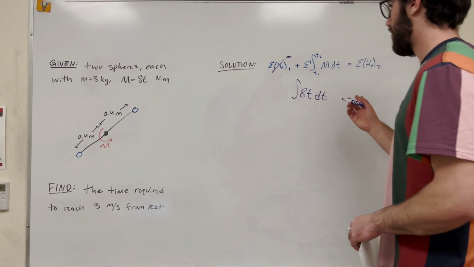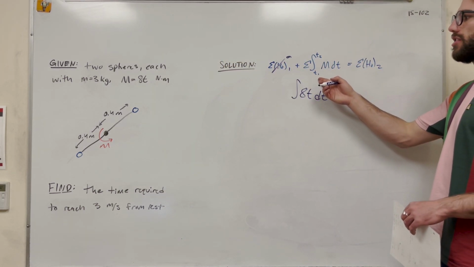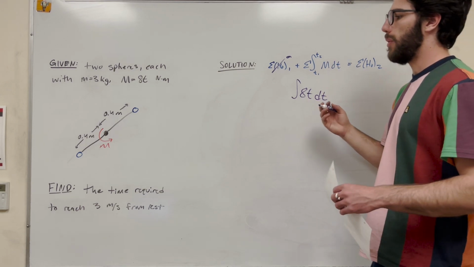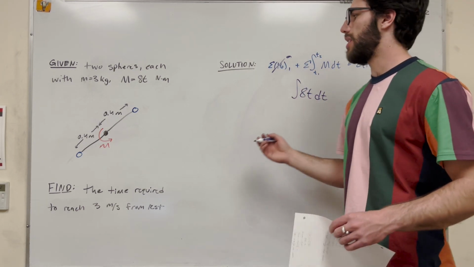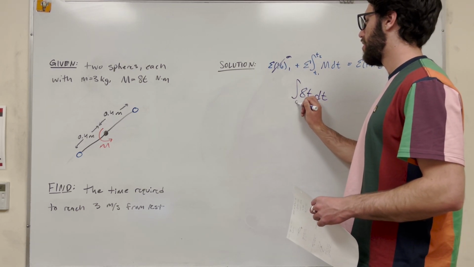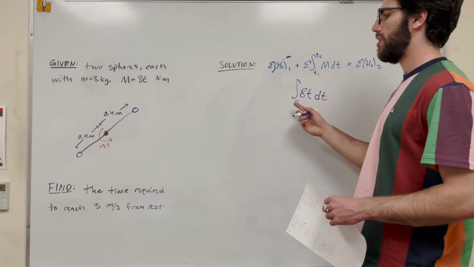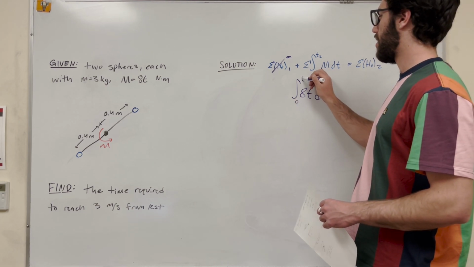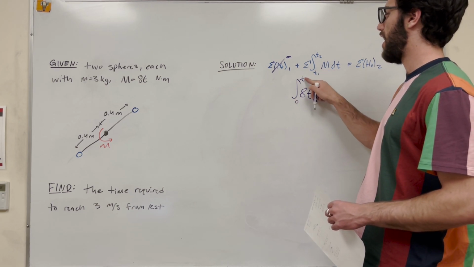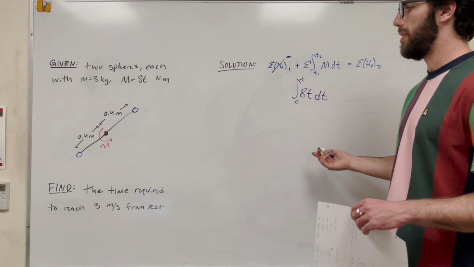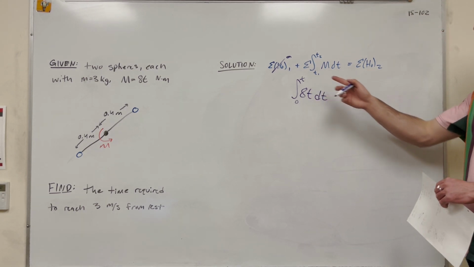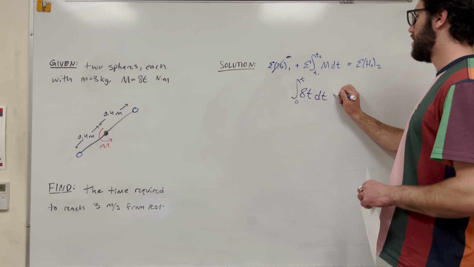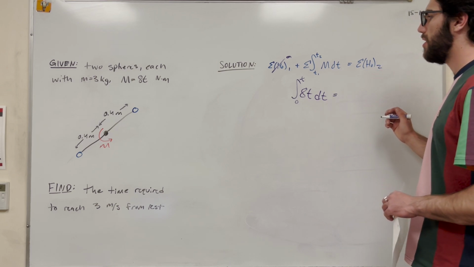And for our balance, we're supposed to integrate from when we start to when we stop. Now we don't know when we stop. That's what we're solving for. So let's say we start at 0, our time starts at 0, and then we're going to set it to time t. This is the time that it takes to reach 3 meters a second. So this is the variable that we're solving for, t. So let's set it equal to our final angular velocity.